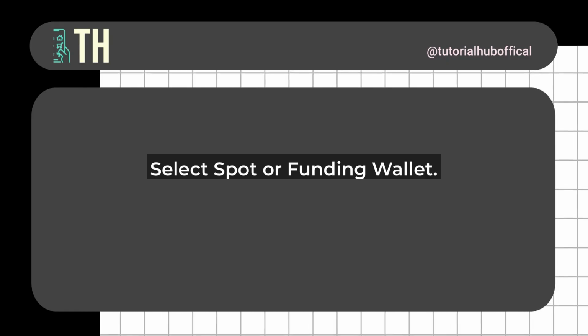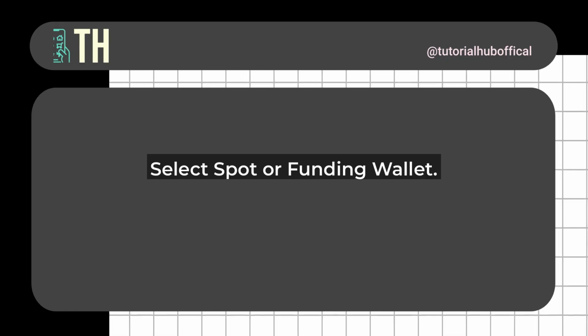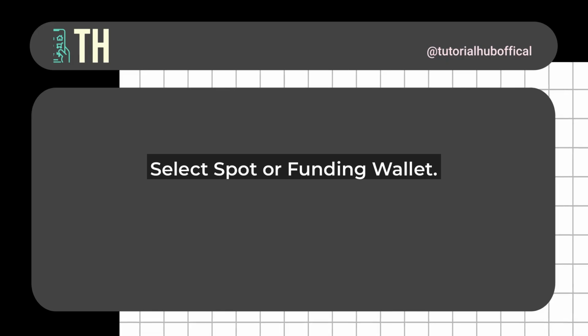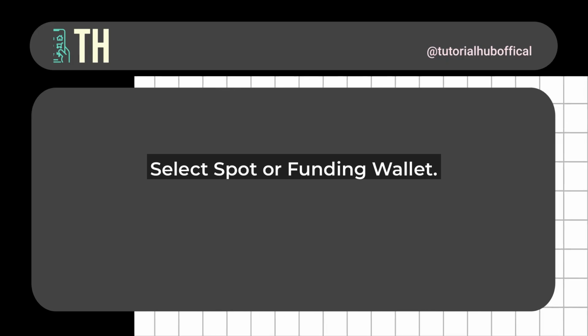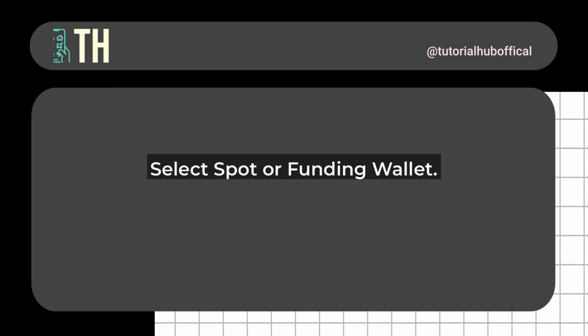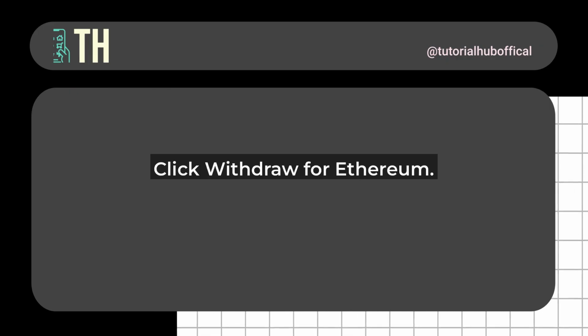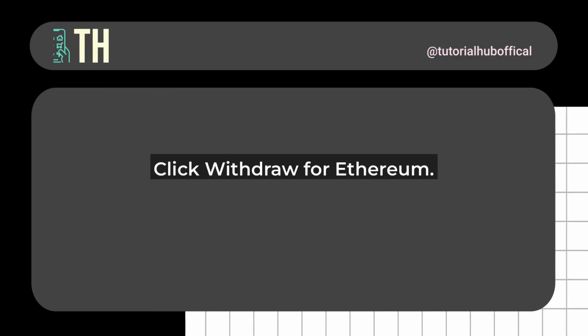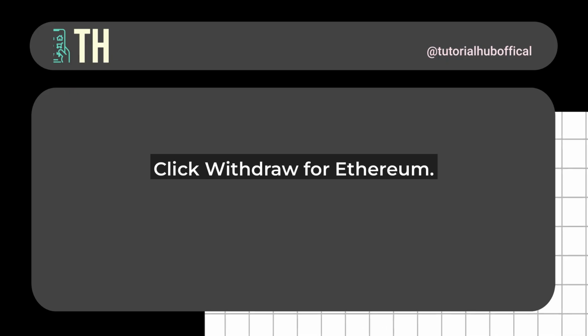Step 1. Head to the Wallet tab at the top of the Binance dashboard. This is where all your assets are managed. Step 2. Select Spot Wallet or Funding Wallet, depending on where your Ethereum is stored. Look for your ETH balance and click on it.